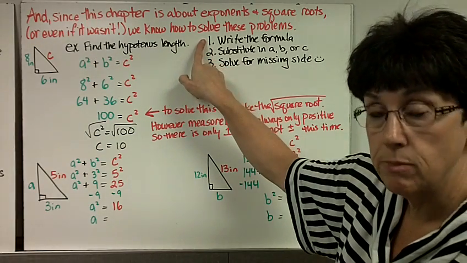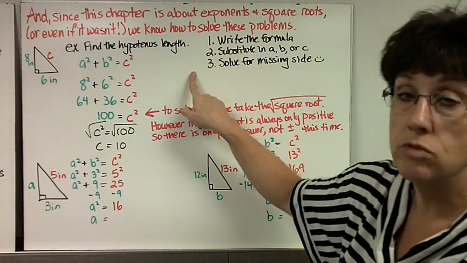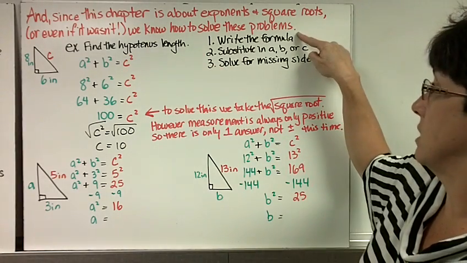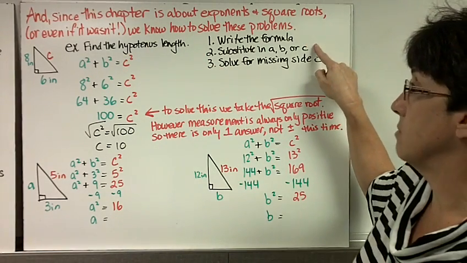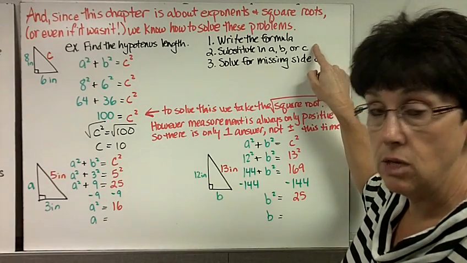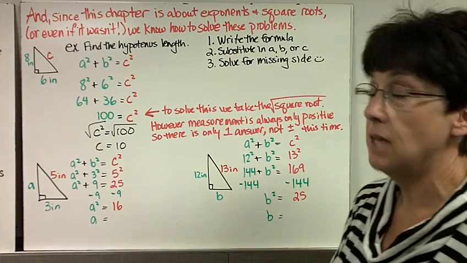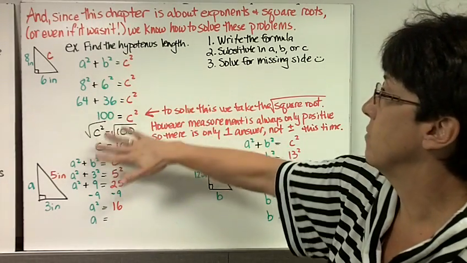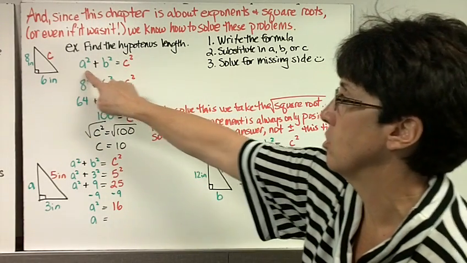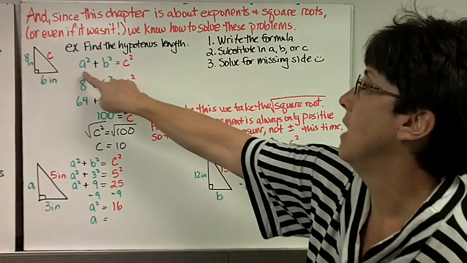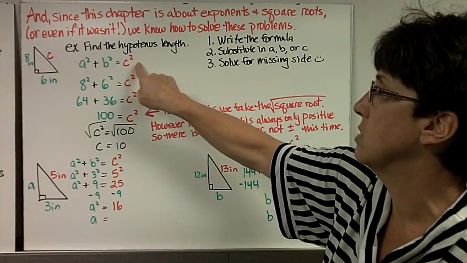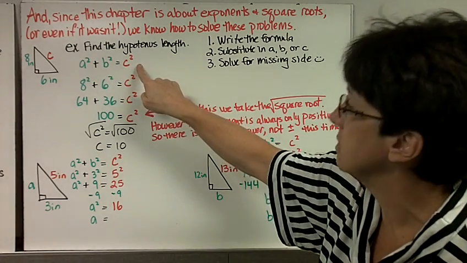And here are the steps that we will always use using the Pythagorean theorem. You write down the formula. You substitute in your values for A, B, or C, depending which two you have. And then you solve for the missing side. Okay? So I've kind of spaced it out so we can see. So here's my formula, color-coded. A squared plus B squared equals C squared. You can just use a regular pencil.